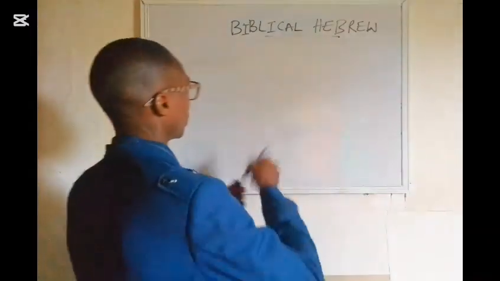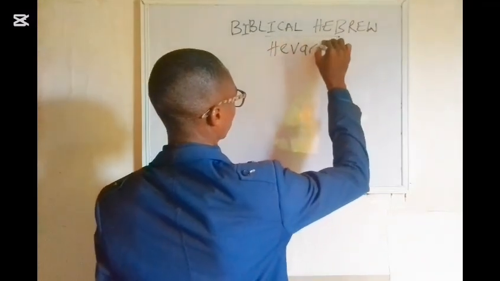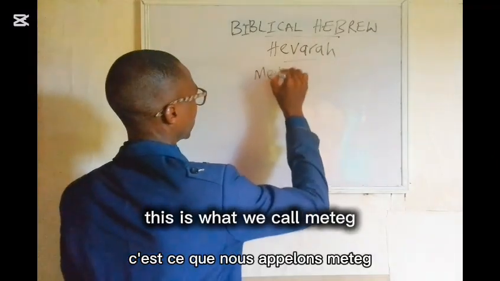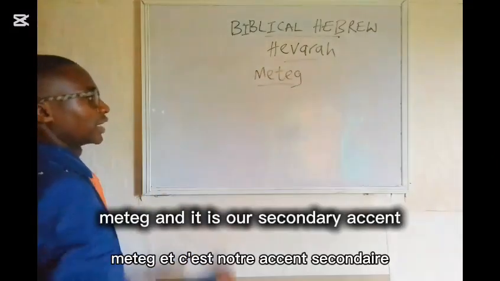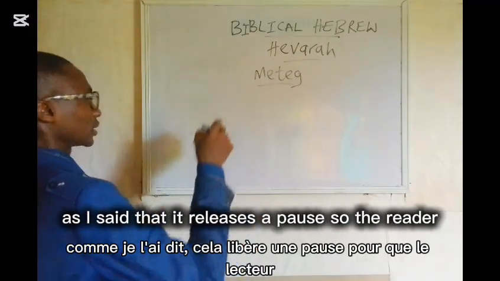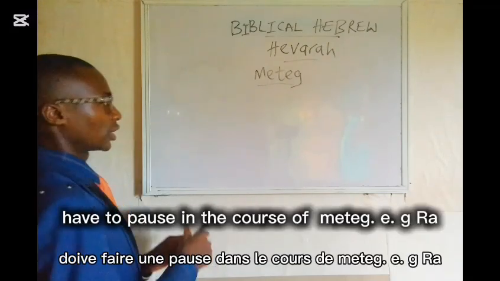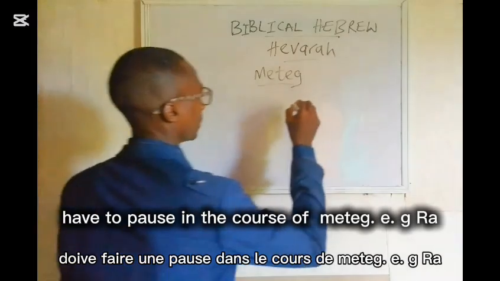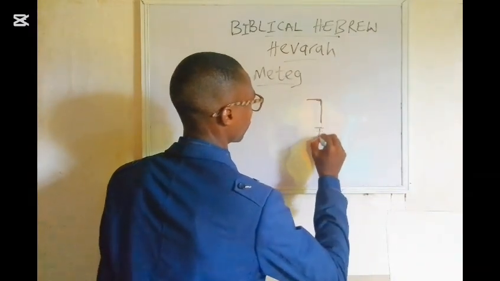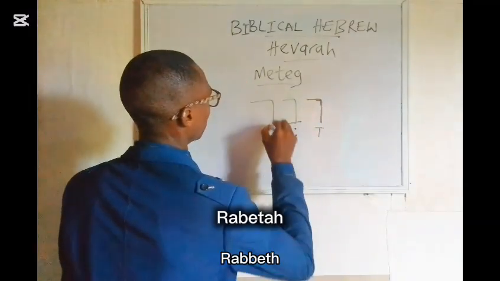On the Hebrew Hevarah, this is what is called meteg, and it is a secondary accent, as I've said, that introduces a pause. So the reader has to pause in the course of the meteg. We have a word like rabta.